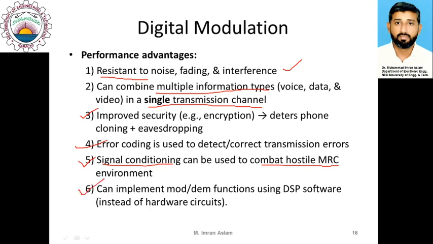In digital systems, the modulation and demodulation function can be incorporated in the DSP software instead of having a separate hardware. Implementing this modulation and demodulation function on the DSP software gives you relatively high flexibility as compared to analog systems, so that if you want to make any change in the system, we just need to change the software and we do not need to go for any replacement in the hardware circuitry.